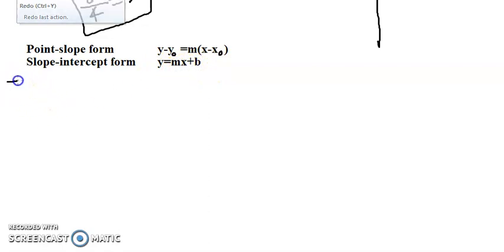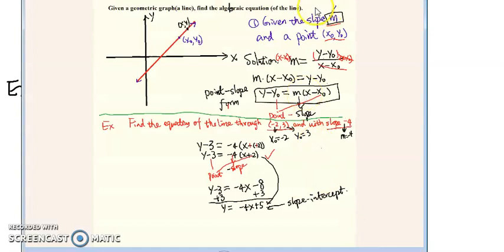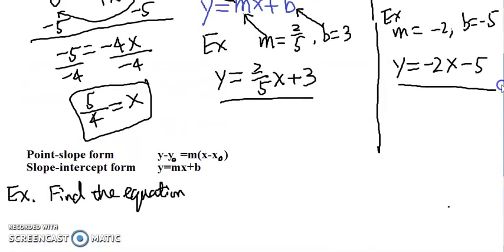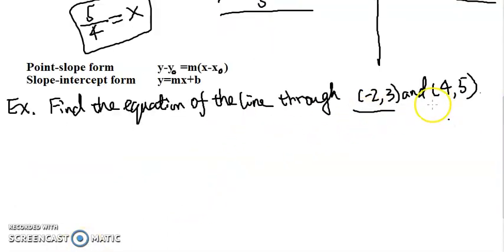Okay, so let's look at an example. We want to find the equation of the line through 2 points. If you recall the previous examples, the first example we did was given the slope m and one point. The second type of question we did was given slope and y-intercept, given m and b. And the next question, we're given 2 points.